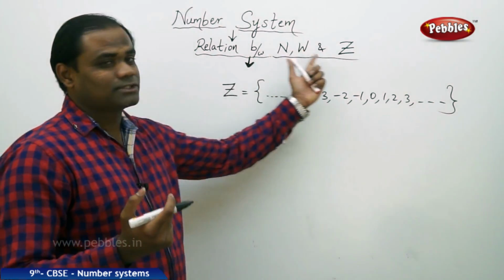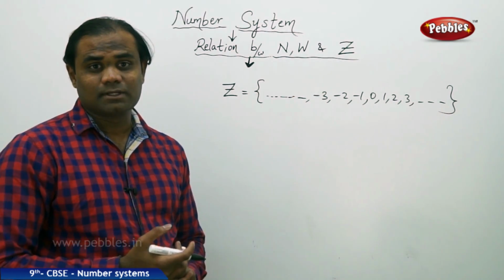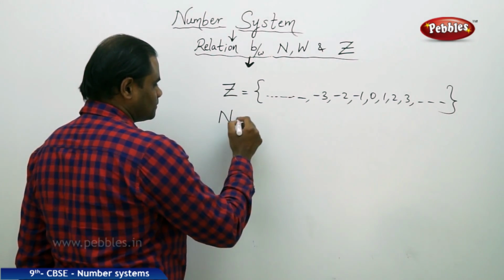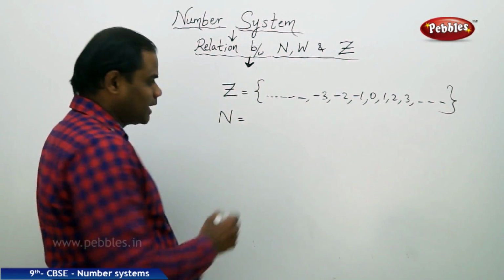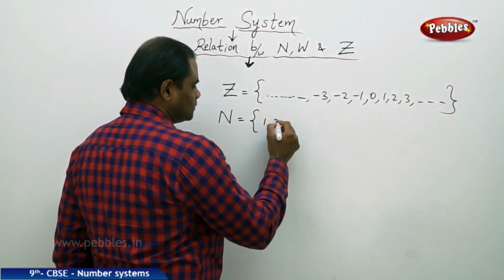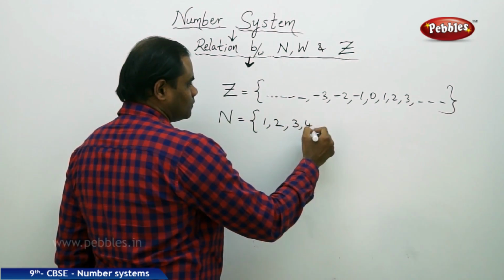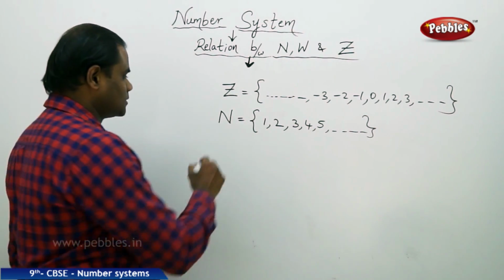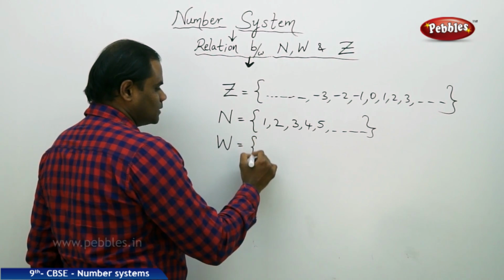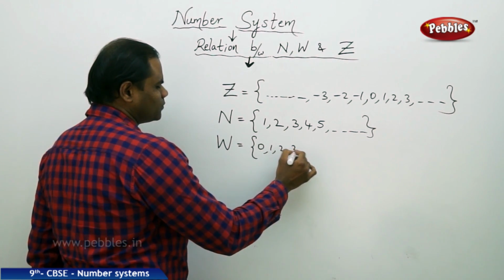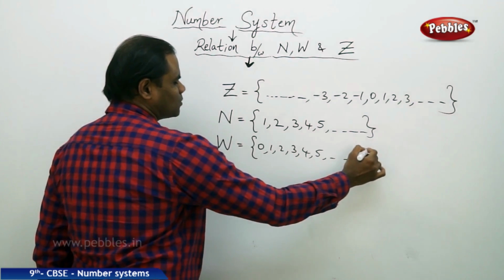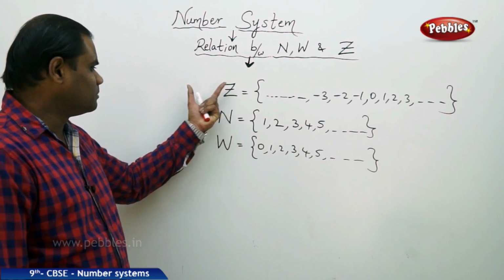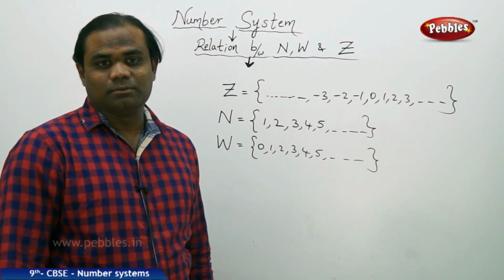Let me also take into consideration the set of natural numbers and the whole numbers. As discussed in the previous session, the set of natural numbers N is 1, 2, 3, 4, 5 and so on, and the set of whole numbers denoted by capital W is 0, 1, 2, 3, 4, 5 and so on and so forth till infinity. Now let's see what is the relation between Z, N and W.